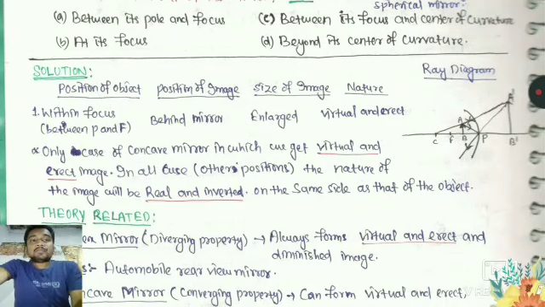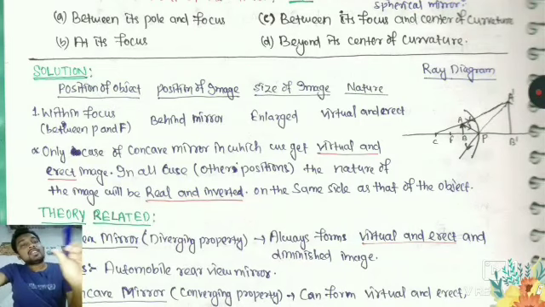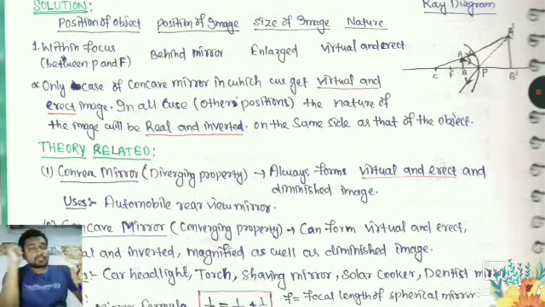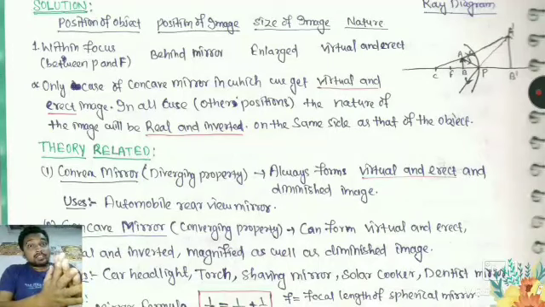Virtual means on the same side as that of the object. This is the only case of a concave mirror, you have to remember this, in which we get a virtual and erect image. But in all other cases, the nature of the image will be real and inverted. You have to remember those two things, that we get a complementary pair: virtual and erect, and real and inverted.